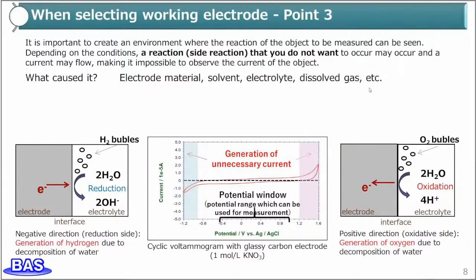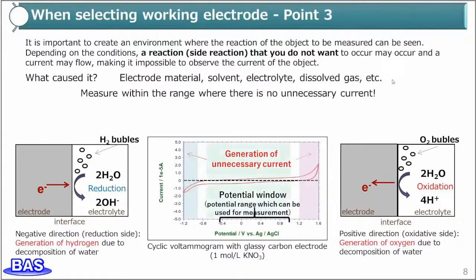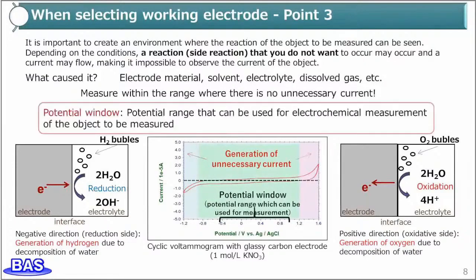Therefore, it is important to operate within the range where there is no unnecessary current. The range without such unnecessary current is called the potential window, which is the potential range that can be used for electrochemical measurement of the object to be measured. As shown in the example of a cyclic voltammogram using a glassy carbon electrode, there is no unnecessary current in the range from about minus 0.8 volts to 1.2 volts. This is the range in which the sample current can be observed uninterrupted.